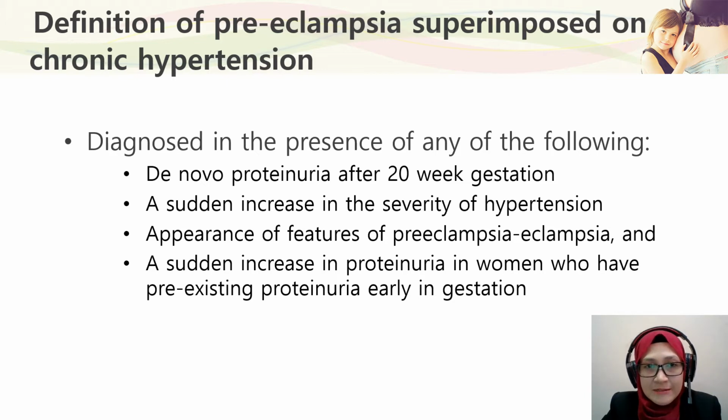And this is the definition of preeclampsia superimposed on chronic hypertension. It can be diagnosed in the presence of any of the following: de novo proteinuria after 20 weeks of gestation, sudden increase in severity, appearance of features of preeclampsia or eclampsia, and a sudden increase in proteinuria in women who have pre-existing proteinuria early in gestation. So this is another detailed definition of chronic hypertension superimposed with preeclampsia.